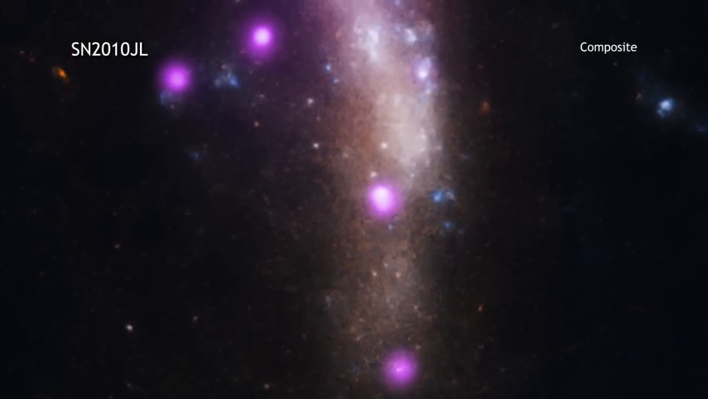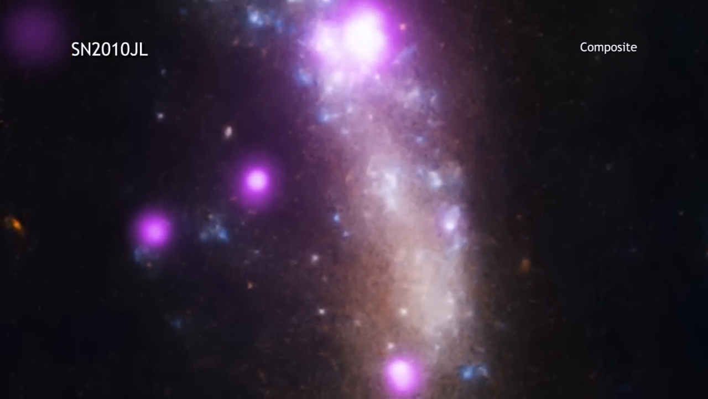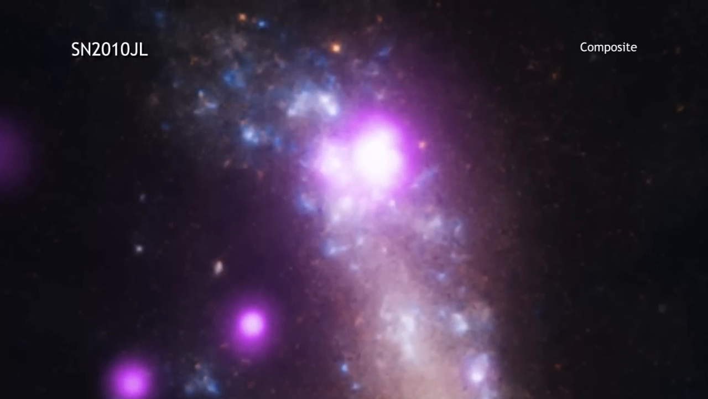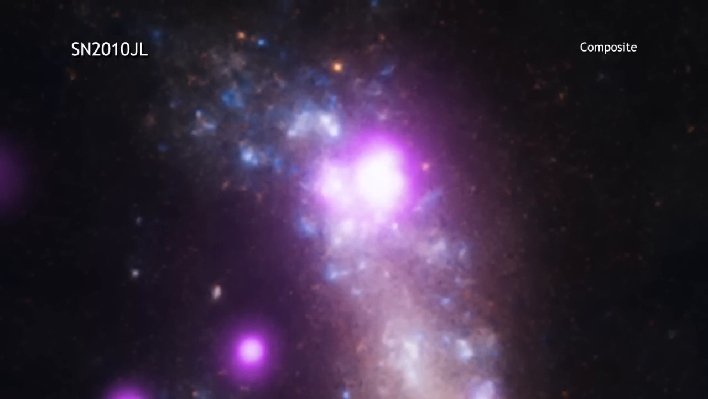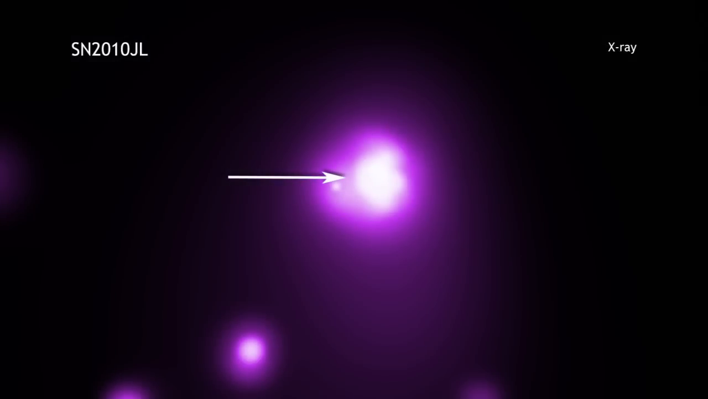Why are some supernovas much more powerful than others? Astronomers are still trying to figure that out, but one new discovery may help answer the question. On November 3, 2010, a supernova was discovered in a galaxy located about 160 million light years from Earth. When astronomers used the Chandra X-ray Observatory to look at it, they found some very interesting clues.